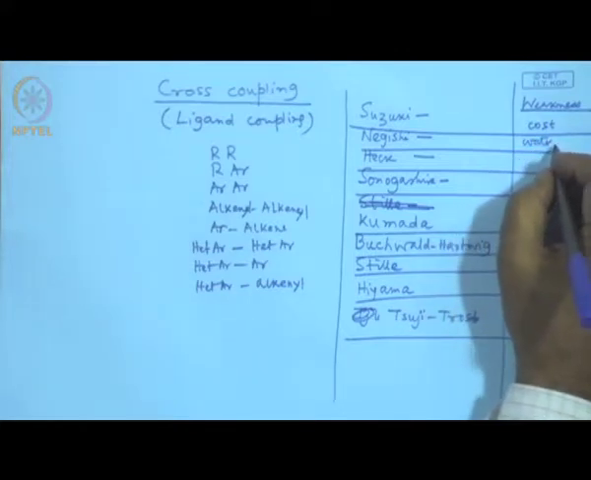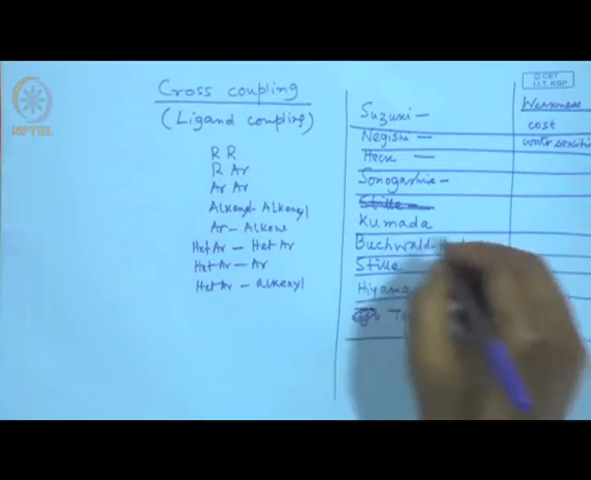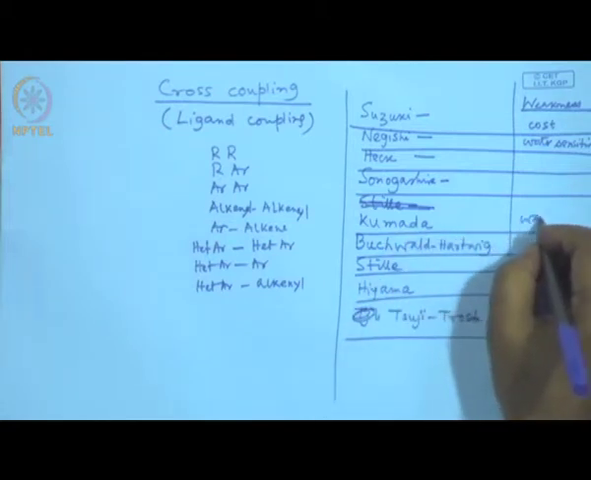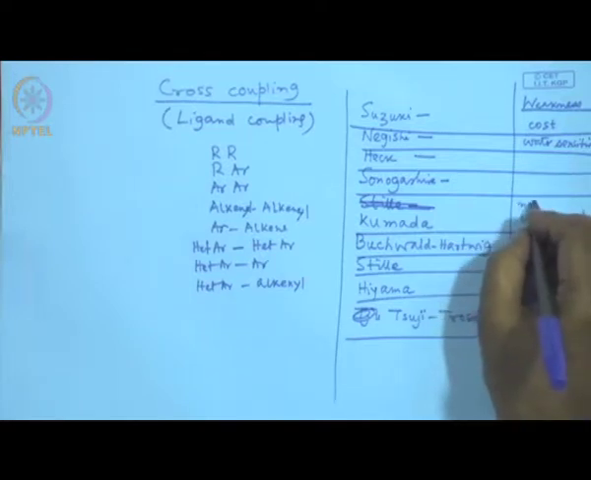For Negishi coupling, there are many strengths though. But is there any weakness? The organozinc compounds are water sensitive. A Suzuki coupling can be carried out in water, but Negishi coupling cannot be. Like organomagnesium compounds, similarly Kumada coupling is water sensitive and not that general.